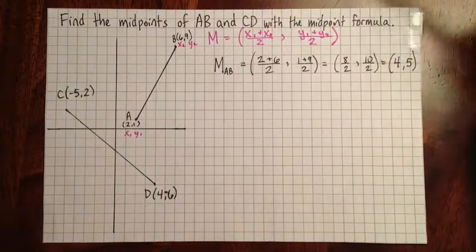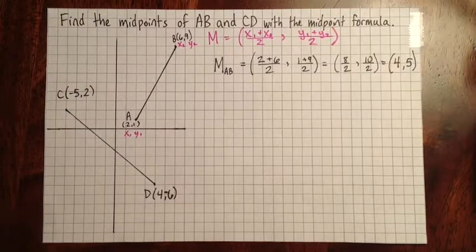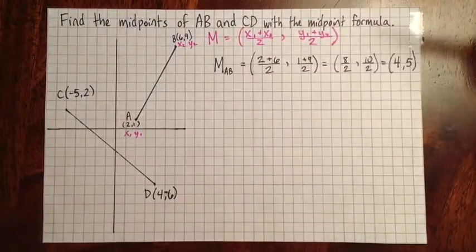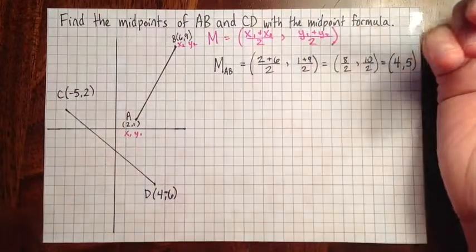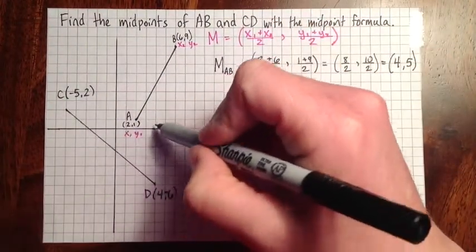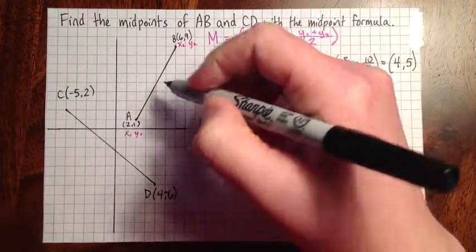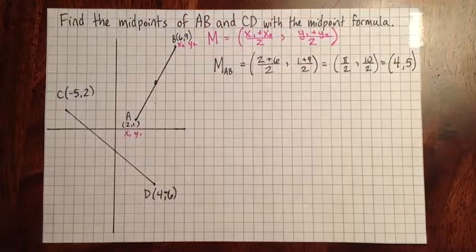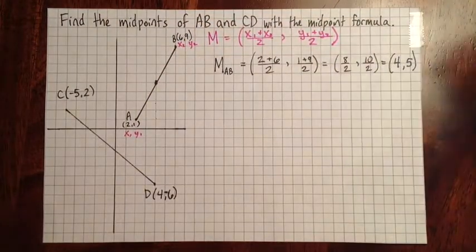Now every time you calculate a midpoint, it's really easy to check your answer. You just put the point 4, 5 on there and see if it really does look like it's in the middle. 1, 2, 3, 4, 1, 2, 3, 4, 5. Yeah, that looks like the middle. So this is almost certainly right.